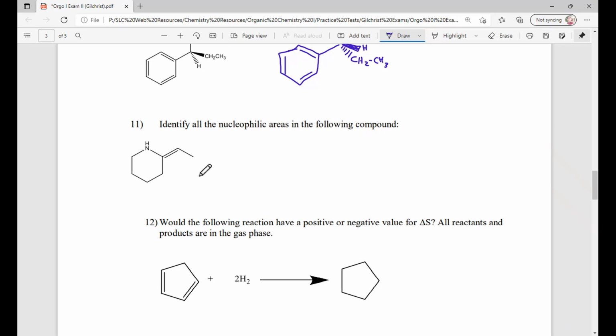Oh, no worries. Nucleophilic means nucleus loving. Nuclei are positive, right? It's the electrons that are around the nucleus that are negative. So nucleophiles are positive loving areas. In this case, I'm looking for something that would be loving positivity, so basically something that would want to grab something positive.